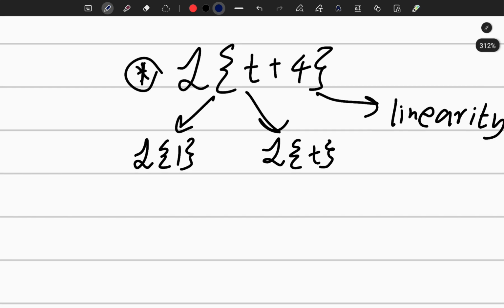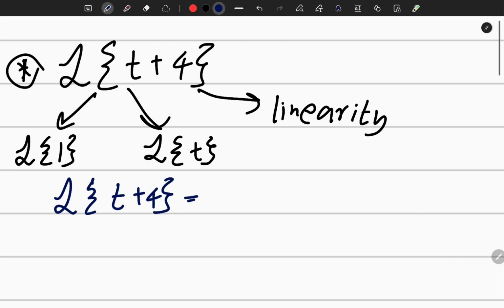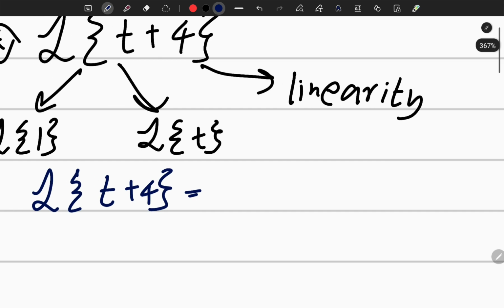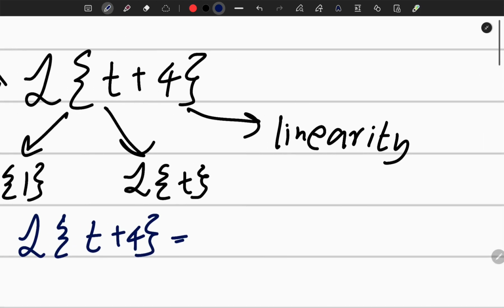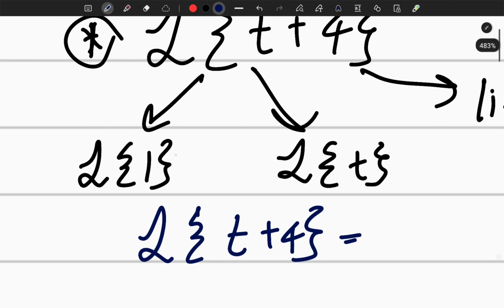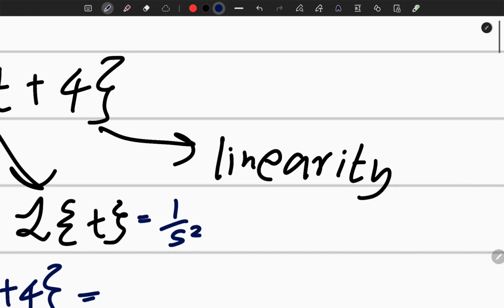Okay, let's discuss how to do this. This is the Laplace transformation of t plus 4, right? Basically I can write this from the integral term and solve this, but I'm going to use these properties to solve this problem. Okay, what is the Laplace transformation of 1? This is 1 over s, this is 1 over s square.